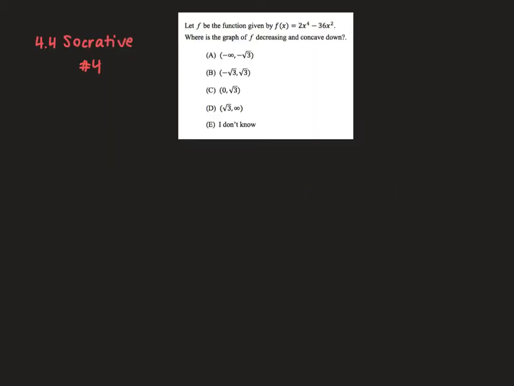Our last Socrative question gives us an f of x function and asks where that function is decreasing and also concave down at the same time. So I have two requirements to find. We know f is decreasing when f prime is less than 0, and we know that f is concave down when f double prime is less than 0. Let's start by finding where f is decreasing and doing a sign chart for f prime.